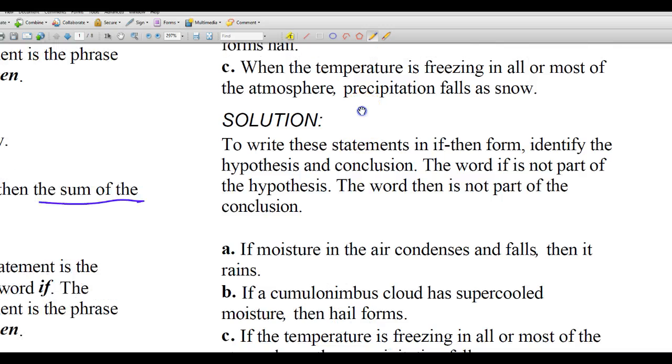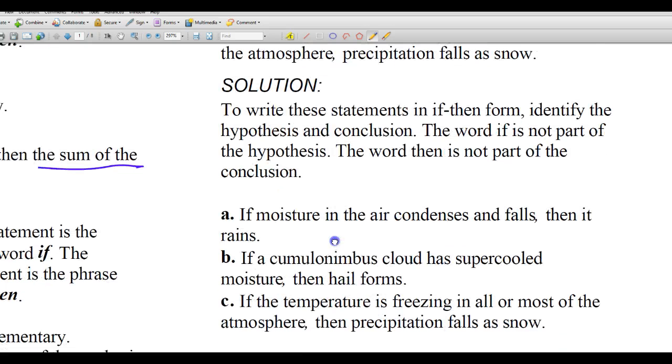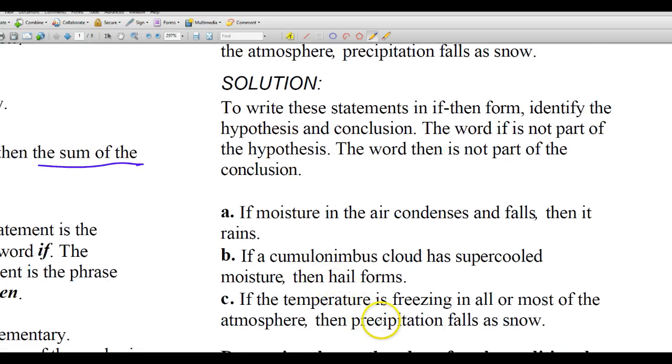And let's check out the last one here. When the temperature is freezing in all or most of the atmosphere, precipitation falls as snow. So if the temperature is freezing in all or most of the atmosphere, then precipitation falls as snow.